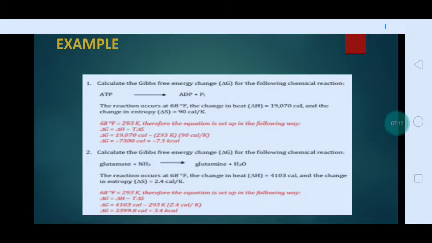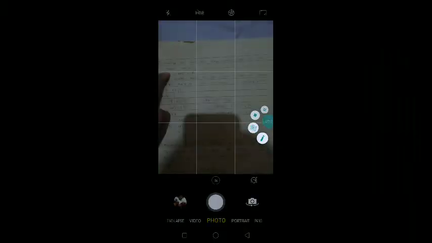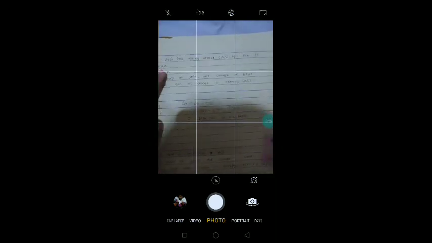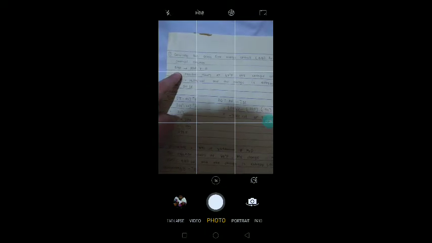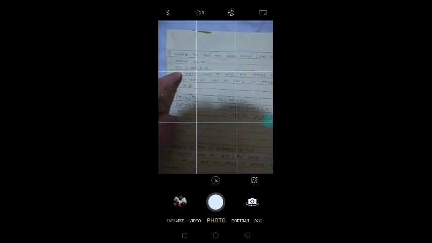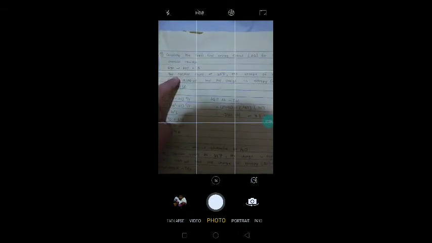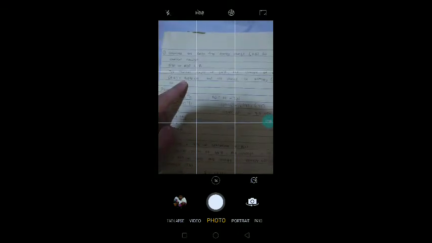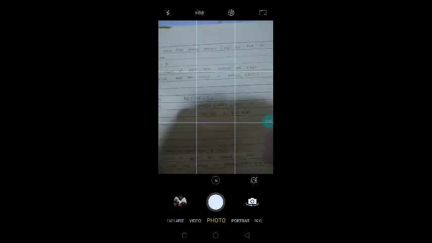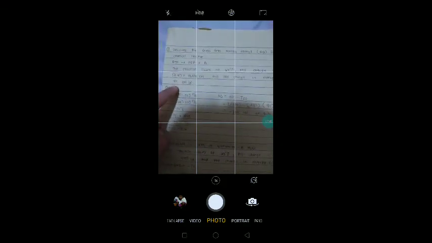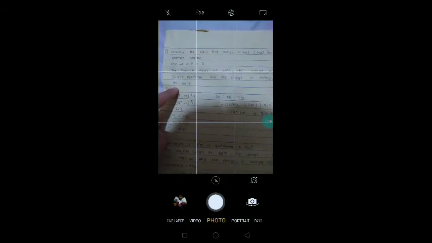Using this same example, and to better understand this, let's have the first example. Calculate the Gibbs free energy change, or delta G, for the following chemical reaction. First, we have ATP yields ADP plus Pi. The reaction occurs at 68 degrees Fahrenheit. The change in heat, or delta H, is equal to 19,070 cal and the change in entropy, or delta S, is 90 cal over K.